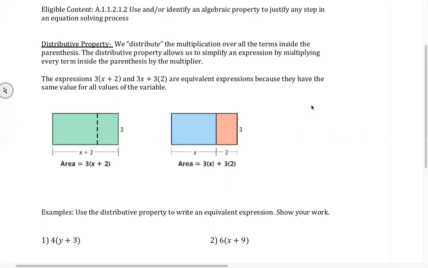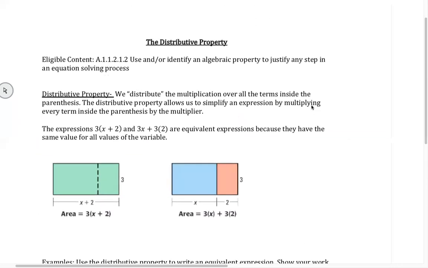So let's turn the page. And this property is very useful. It doesn't seem useful, but it is. Okay, so this is the distributive property.